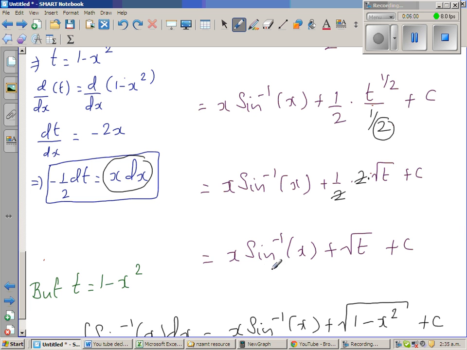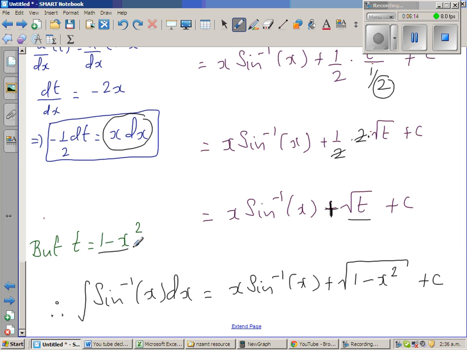So finally you get x times sine inverse of x plus the square root of t plus c, and t is nothing but 1 minus x squared. And so the integration of sine inverse of x is x times sine inverse of x plus the square root of 1 minus x squared plus c.